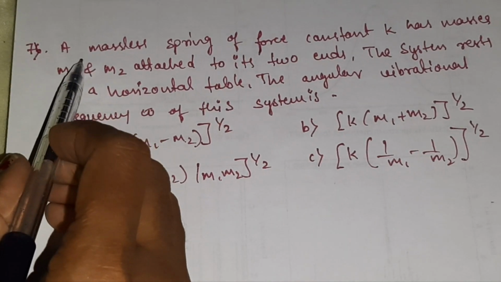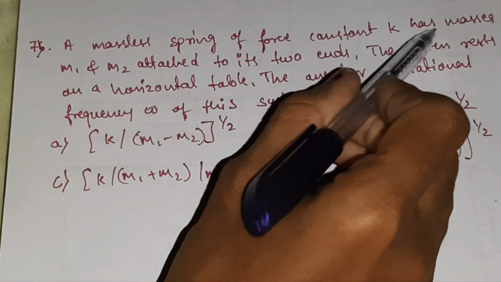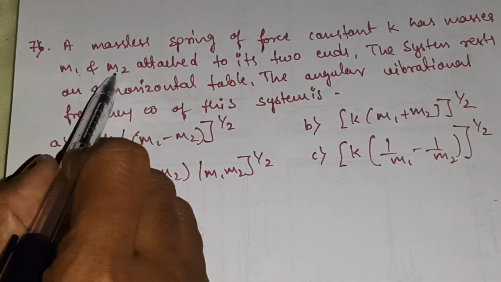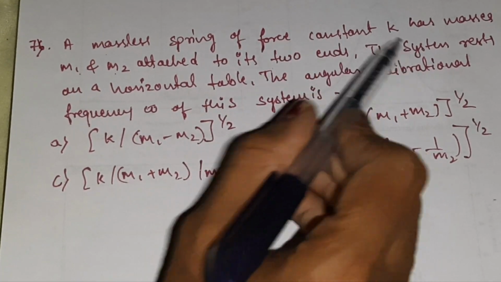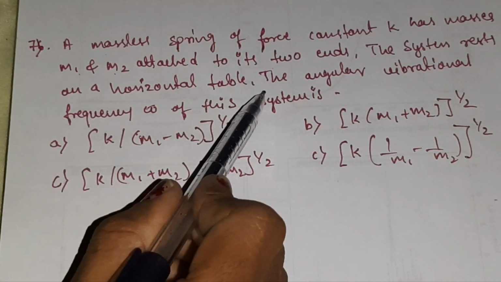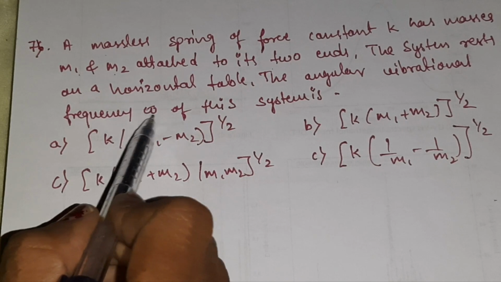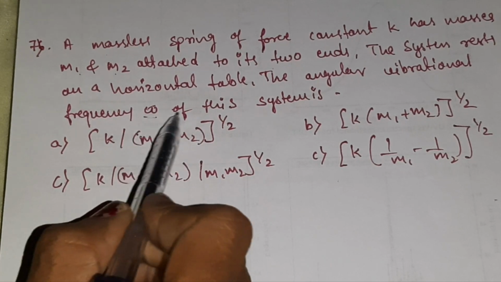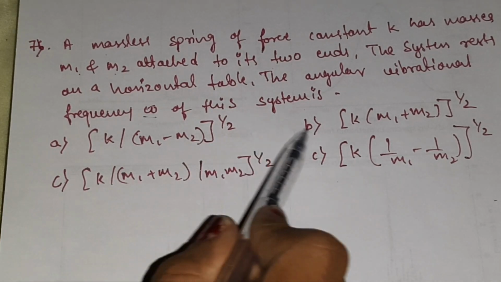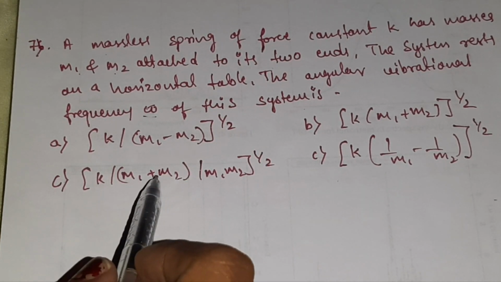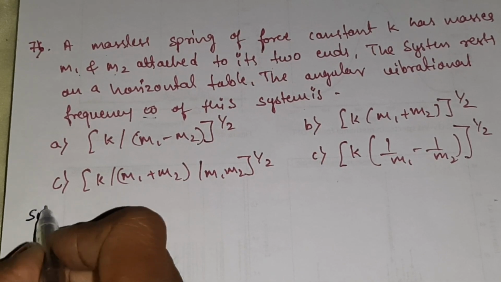So the next question, very important. A massless spring of force constant K has masses m1 and m2 attached to its two ends. The system rests on a horizontal table. The angular vibrational frequency omega of this system is. Among these four options, you need to find the correct answer. So let us solve this one.